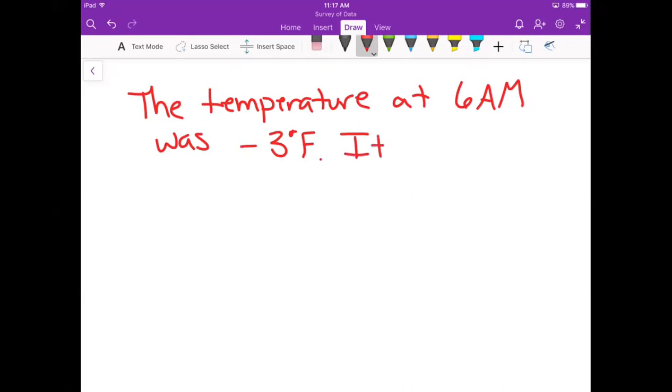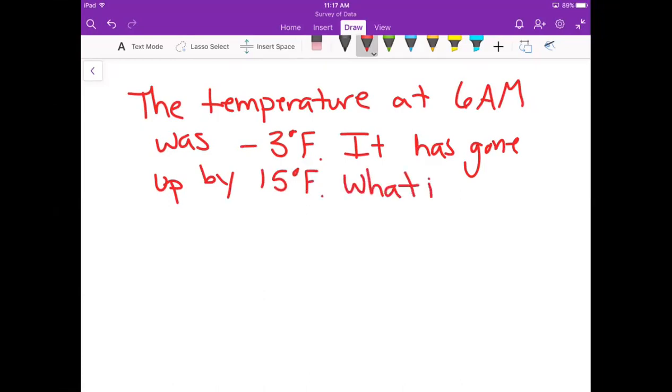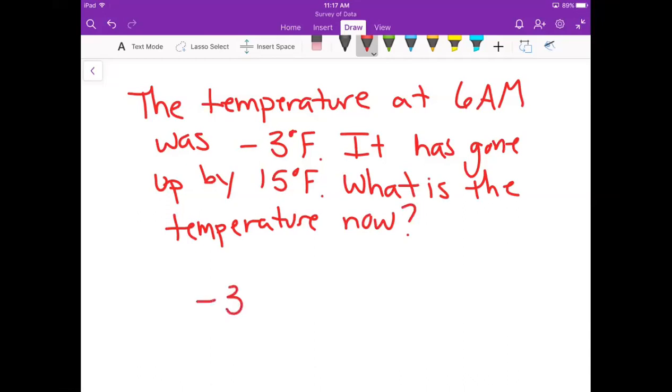What we know is that it has gone up by 15 degrees. And I want you to tell me what is the temperature now, after it's gone up by that 15 degrees. Okay, so what should we do here? We're currently at negative 3 degrees Fahrenheit, and it's gone up by 15. So we add in 15.